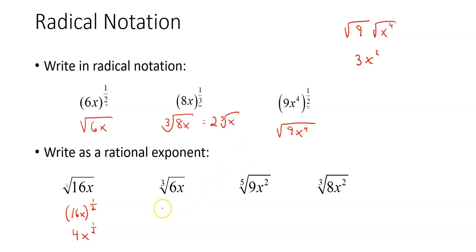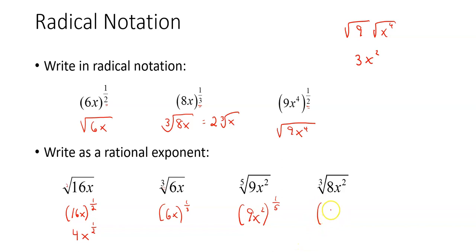All right, for the next one, I can't really simplify it at all, so I'll just write it as 6x. What's my power? 1/3 power. Over here, my 9x squared, what do I do for a fifth root? Easy. Put it on the bottom of the fraction. 9x squared to the 1/5.